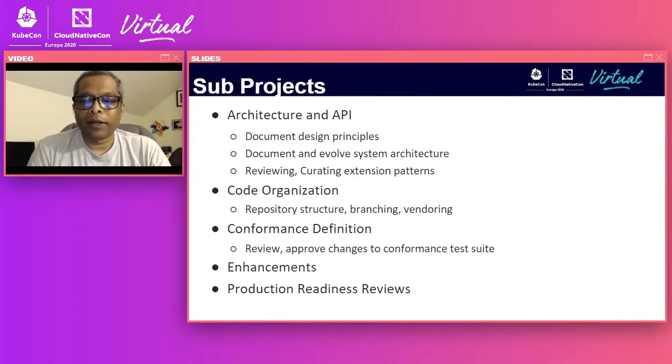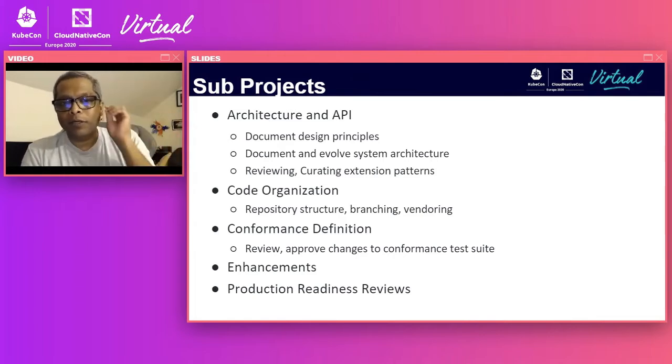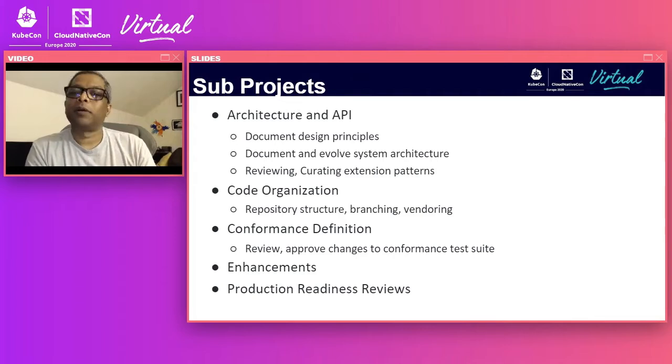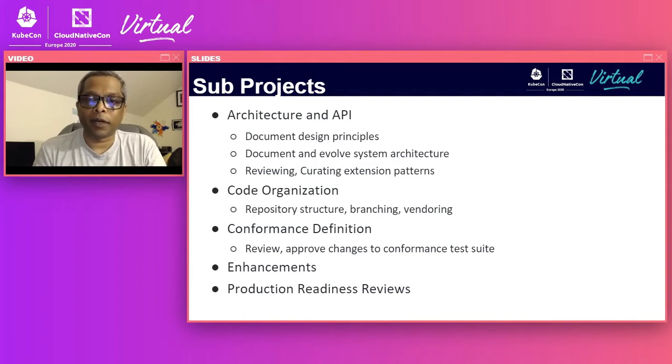So I talked a little bit about each of the subprojects, but let's just go through the official list. We have the architecture and API subproject. They are responsible for the design principles, architectures, and extension patterns. This is run by Jordan. We have code organization, which covers repository structure, branching, vendoring, dependency management, Go modules, stuff like that. Code organization is run by me.